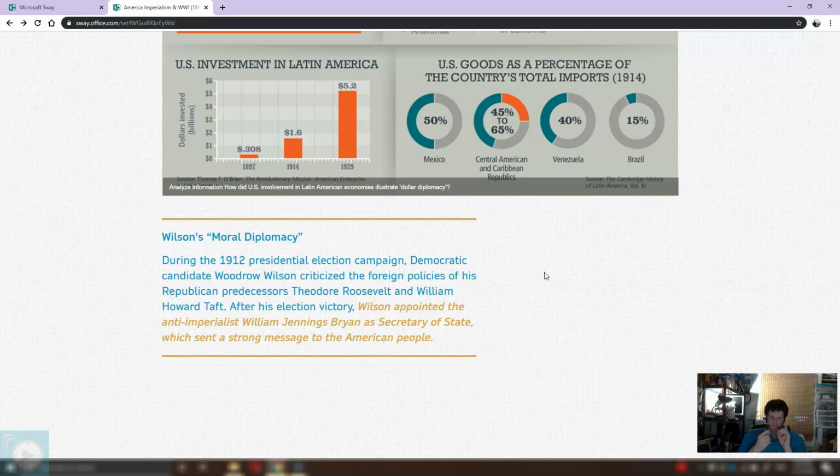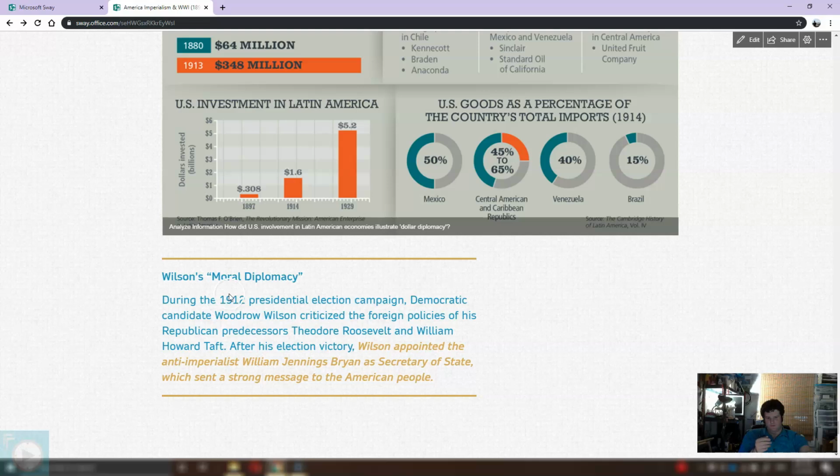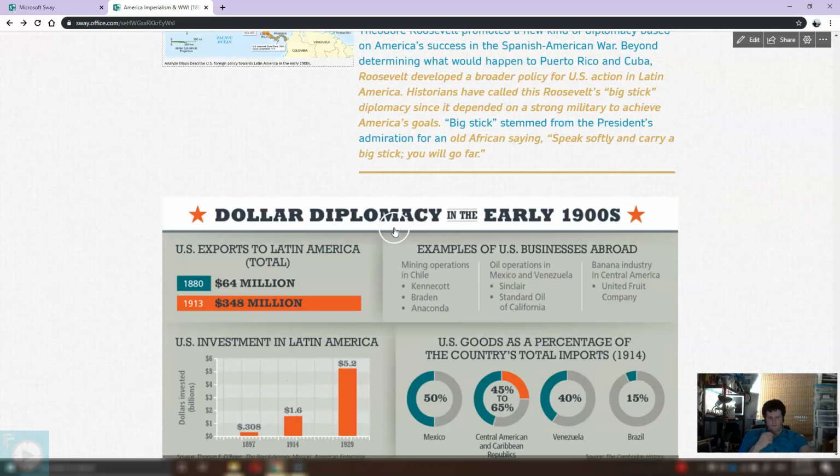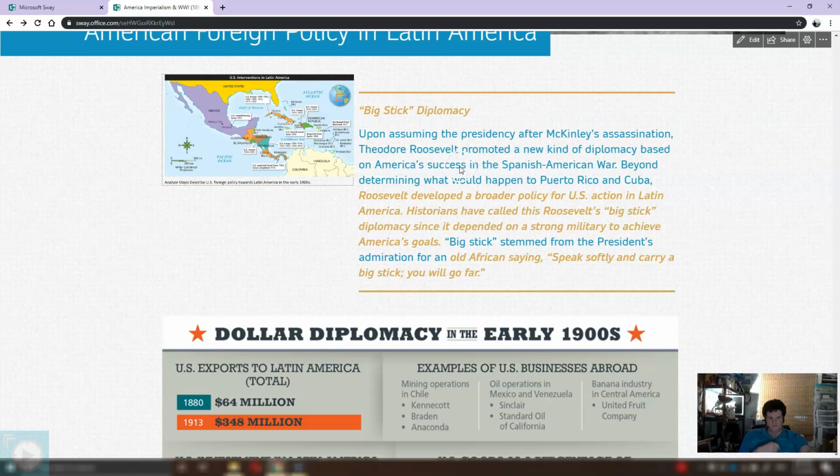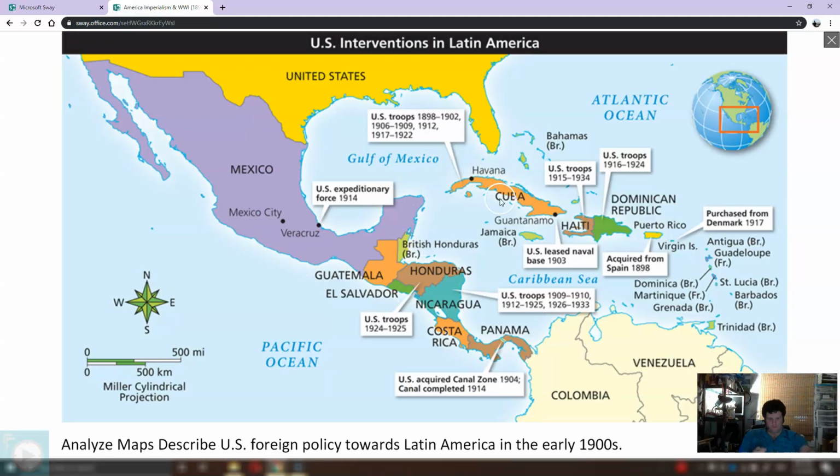Now, big stick involves military power. Dollar diplomacy involves dollar power. Moral diplomacy argues for moral superiority. All of these will result in military actions. Because you'll notice 1912, the early 1900s, and Theodore Roosevelt's days as president, all these operations are happening in these time periods. While we have different mentalities in approaching the diplomacies, they all result in military action a lot.